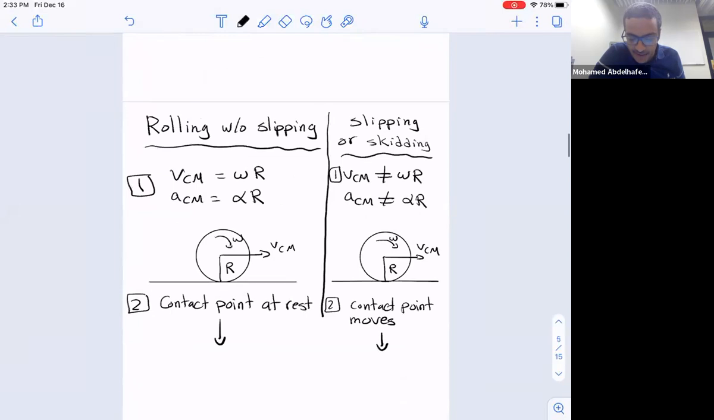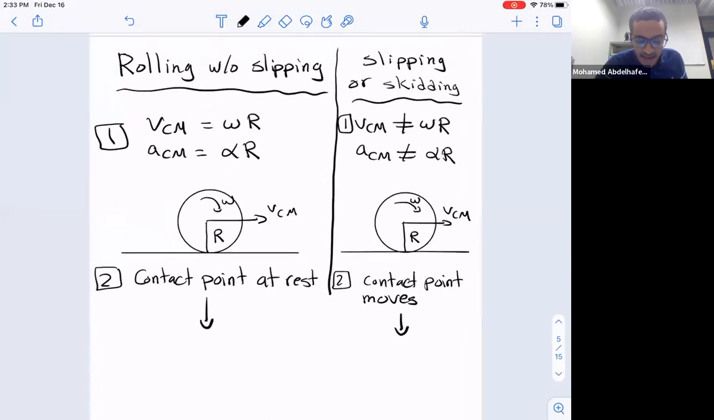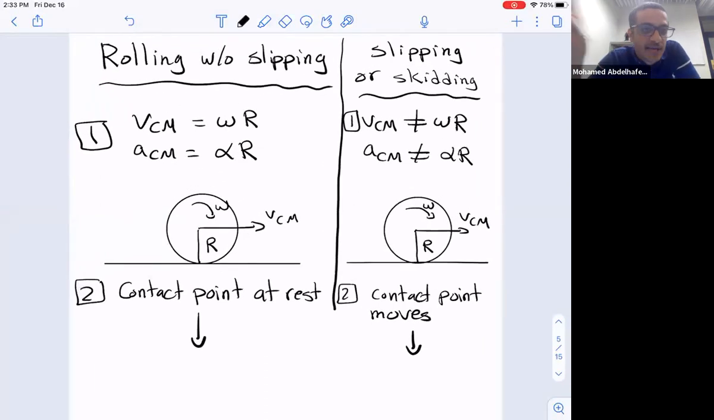So I have this table right here. There are two different kinds of motion. The general motion, which is called slipping or skidding, or I don't care about the name. That's the general kind of motion. VCM has nothing to do with omega R and ACM has nothing to do with alpha R. If we're rolling without slipping, that's a very special case. VCM is omega R and ACM is alpha R. Any questions?